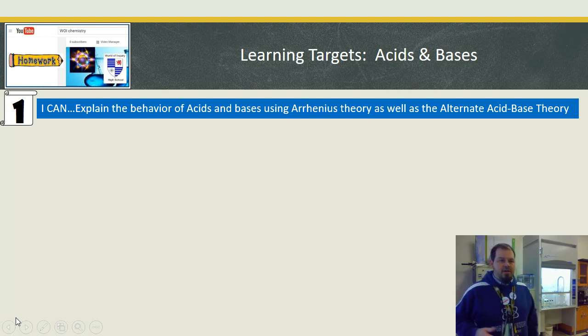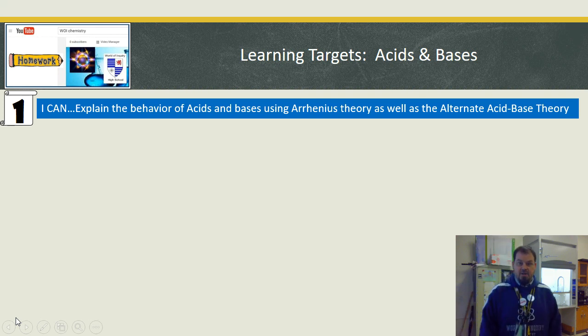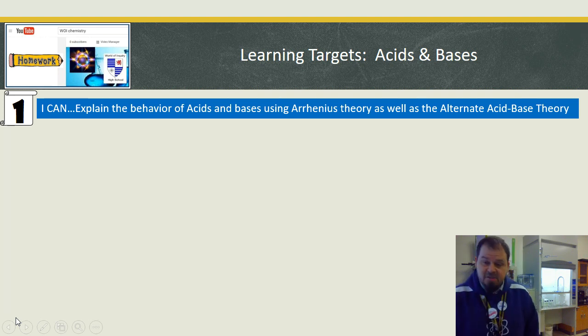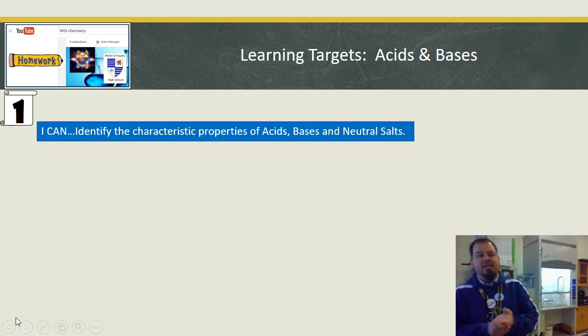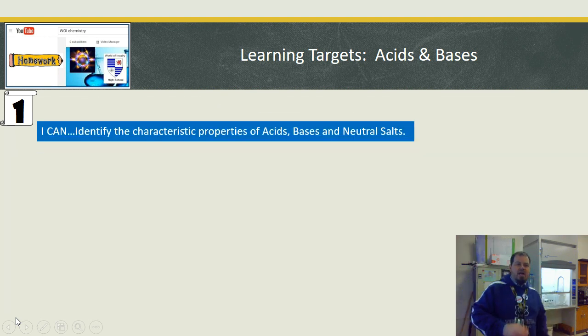Okay, learning targets. Specifically, I can explain the behavior of acids and bases using the first theory, Arrhenius theory, and then we're going to disprove Arrhenius theory and have to expand on it. It's not all wrong, but we're going to have to expand on it. We expand on it, and then we have this alternate acid-base theory called Bronsted-Lowry. That one covers everything. There's a difference. For whatever reason, the test makes us differentiate.